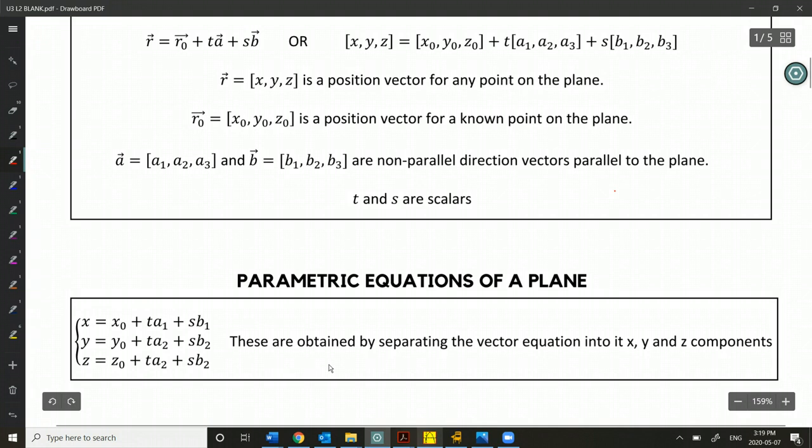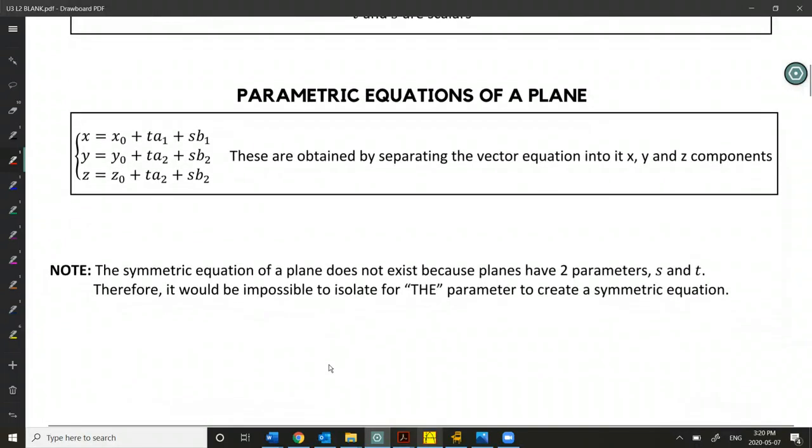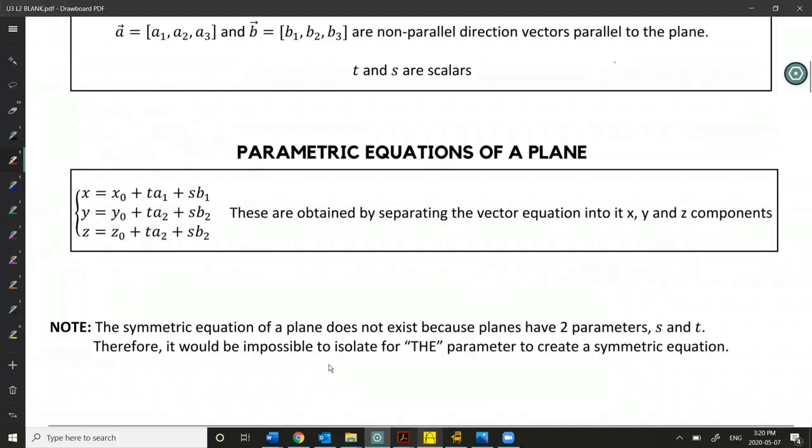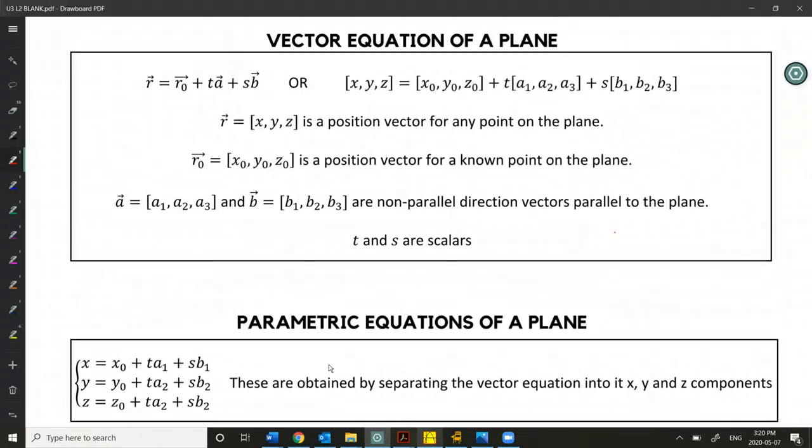Now, typically when we talked about lines in 3 space, we were able to express these also as symmetric equations. But if you remember, symmetric equations require us to isolate for the parameter of the line. In planes, we have 2 parameters, s and t, so it's actually going to be impossible for us to isolate for a single parameter, considering that there's 2. So there's actually going to be no symmetric equations of planes in 3 space, only for lines. We're going to take a look at the scalar equation of a plane in our lesson tomorrow, so we're just going to focus in on vector and parametric for today.